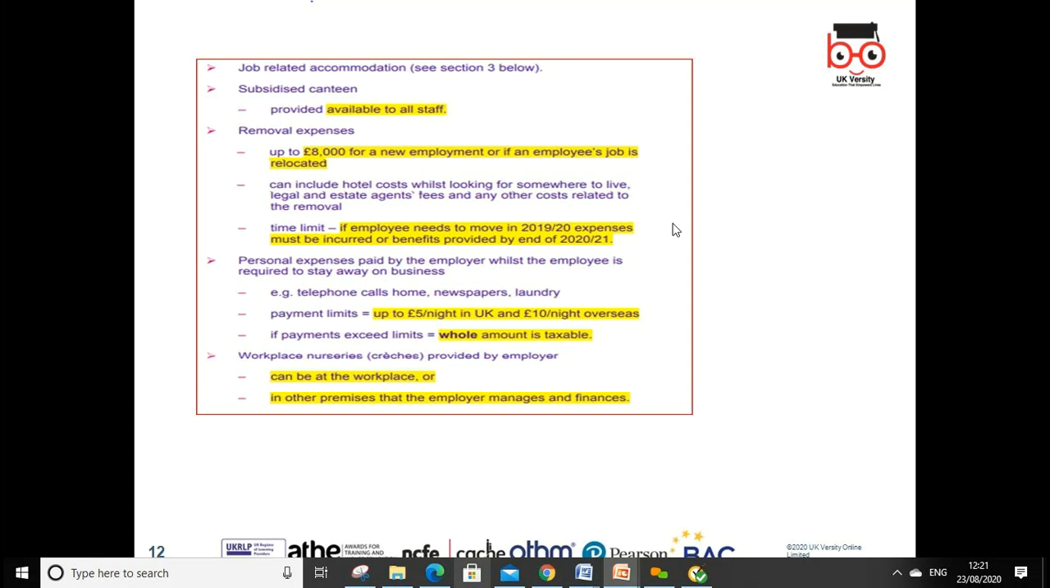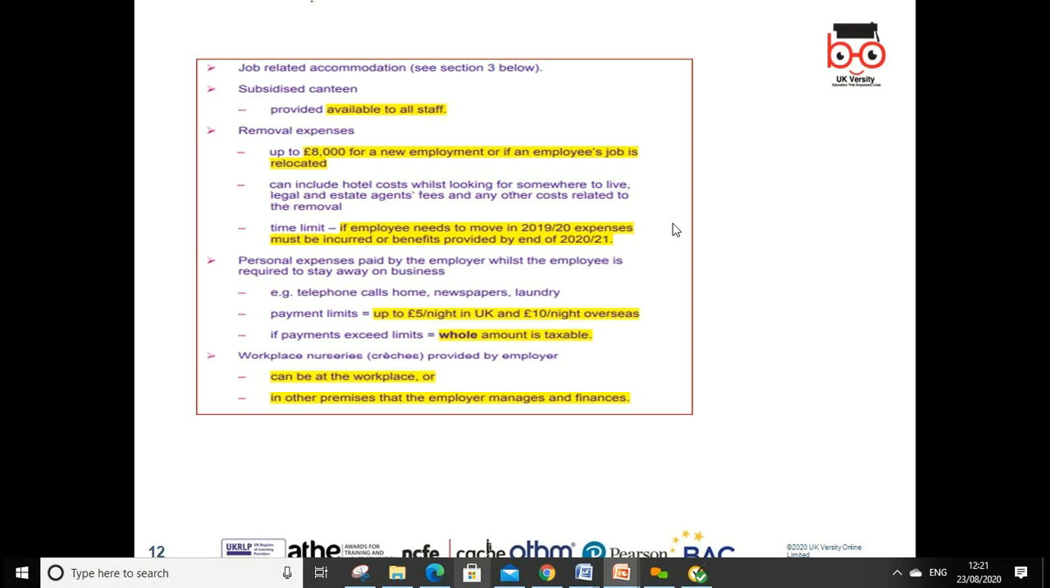So job related accommodation, subsidized canteen. Yes, removal expenses: if you're moving and getting a job from, let's say, Bradford to Glasgow or Edinburgh or Aberdeen, you are allowed to claim 8,000 new employment allowance. It's called relocation allowance, and that can be exempt, and the employer can give you.